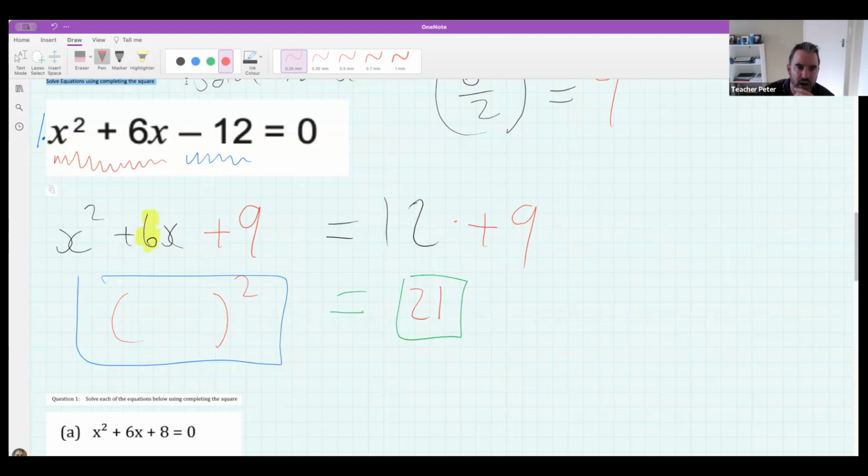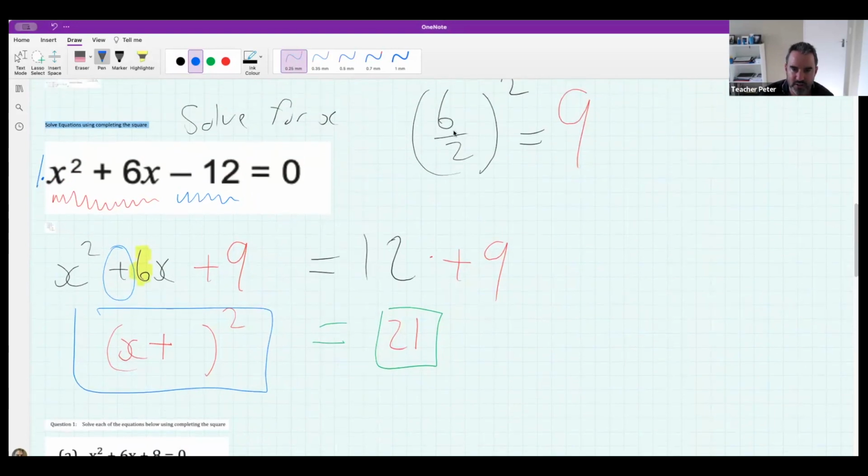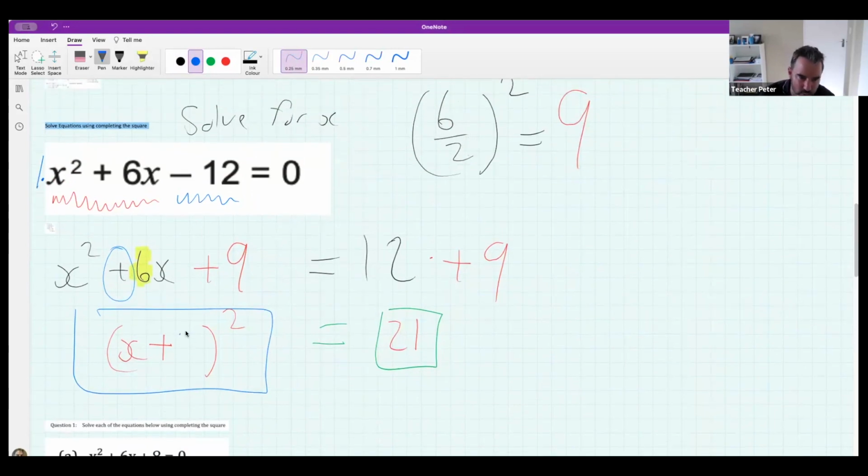Okay, so I think there has to be an x and it has to be, now how do I know it's a plus? Well, I can just look at this side over here. And then I know, remember in the beginning when I was doing this, I went 6 divided by 2. Now it's the number inside the bracket that will always go here.